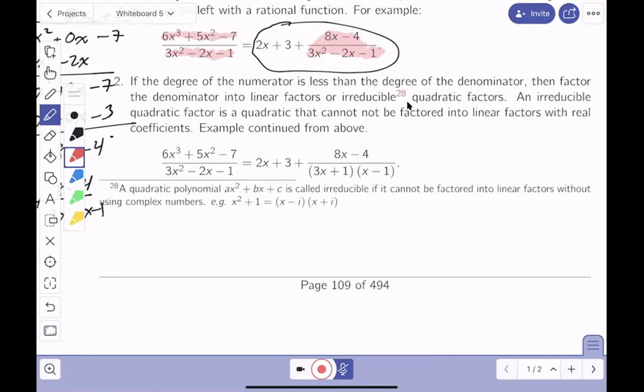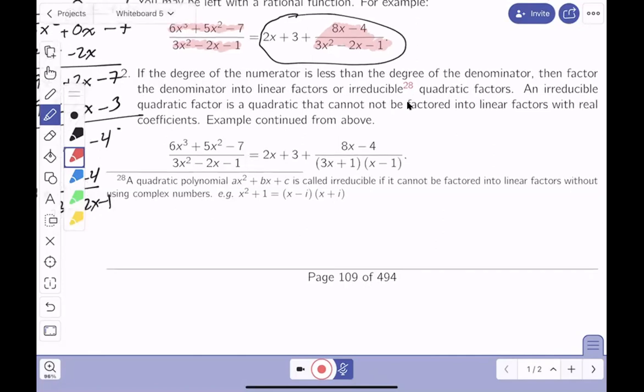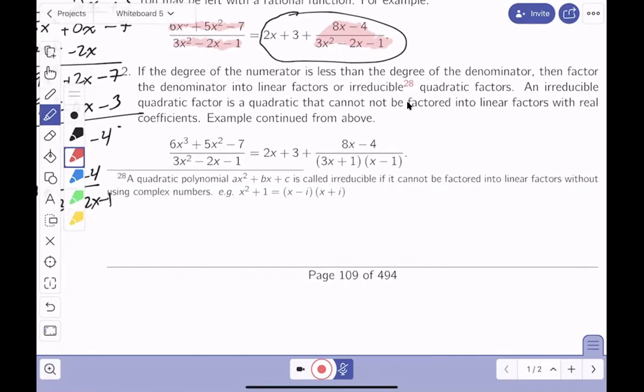We're looking at step number 2. Step number 2 says, if the degree of the numerator is less than the degree of the denominator, well, I certainly see a case over there. 8x minus 4, degree is 1. That's surely less than the degree of the denominator, which is degree 2. What does it say to do? Factor it. Factor what? Factor the bottom.